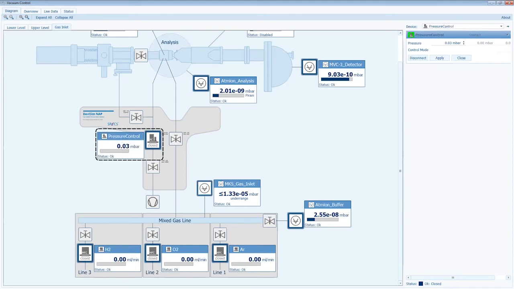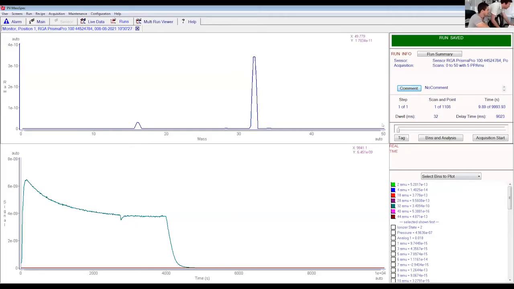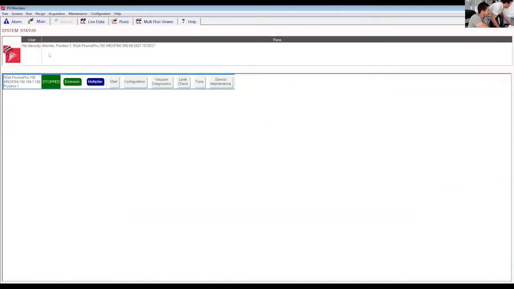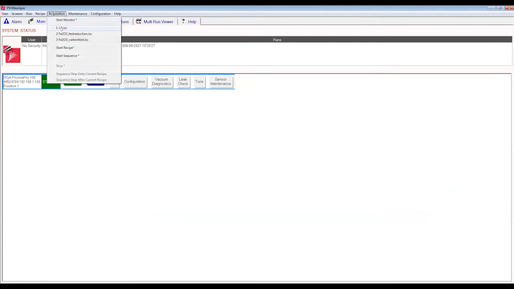So one more thing, we can check if we have the mass spectrometer running. Yeah. Okay, I can switch now to the mass spectrometer. So this is already finished, right? Finished. I can start now. Maybe this long one.